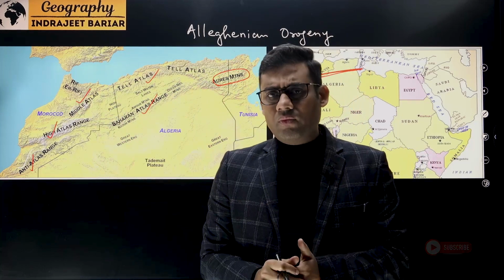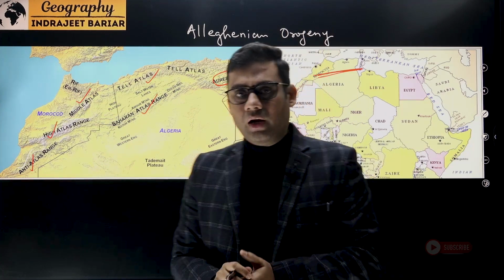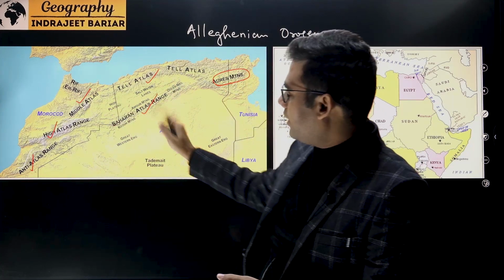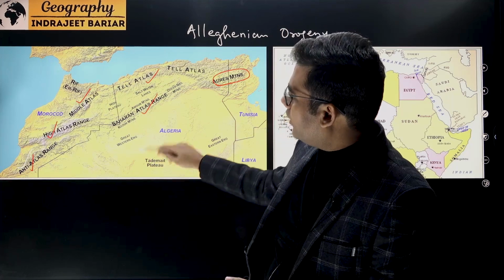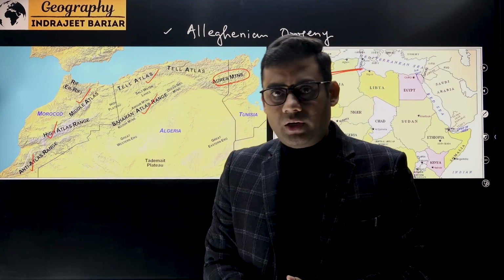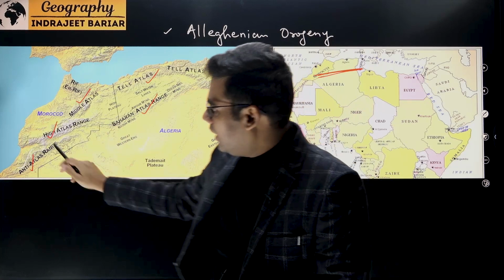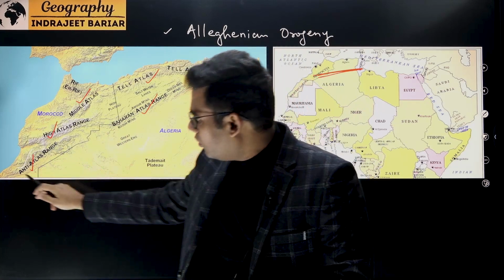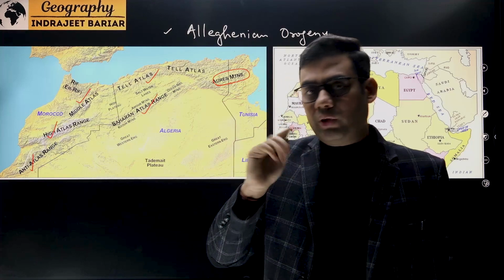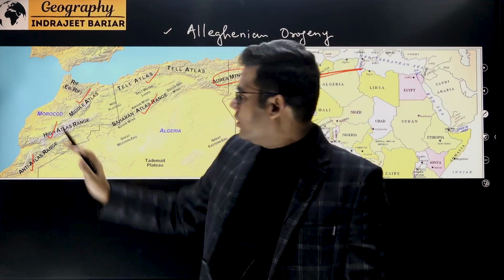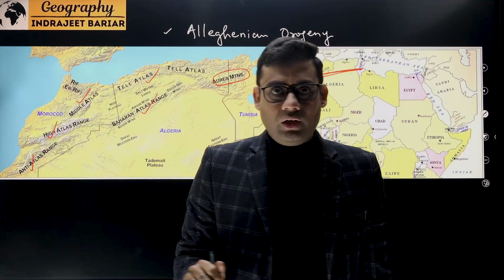Alpine orogeny, when the Alps were formed, and the formation of these is attributed to the convergence and collision of the African plate with the Eurasian plate. So in this, Anti-Atlas is old mountain compared to rest of the Atlas Mountain ranges. So this is Atlas Mountain range.